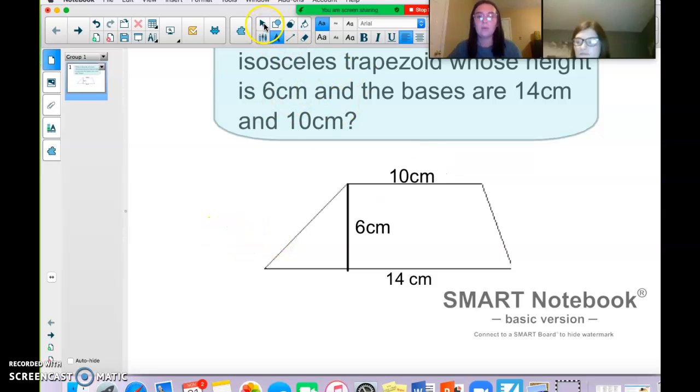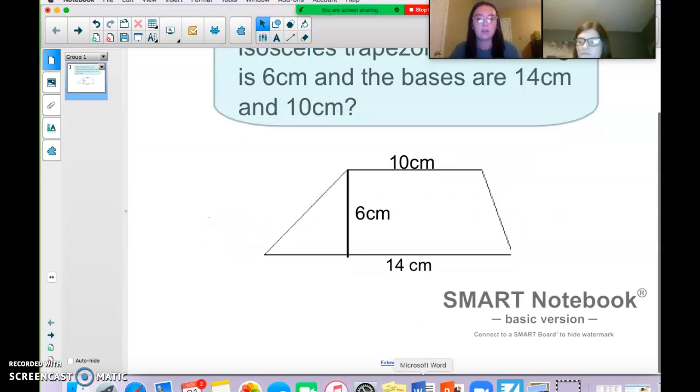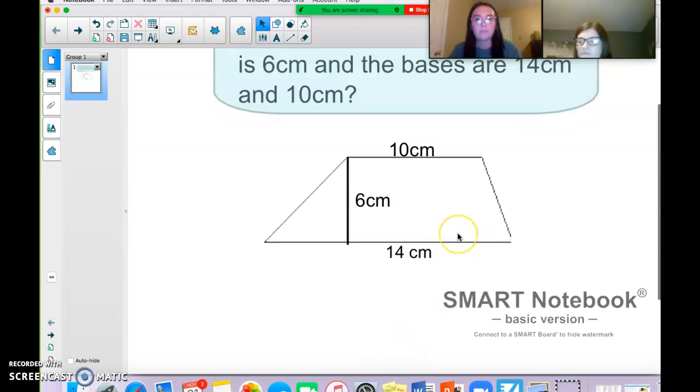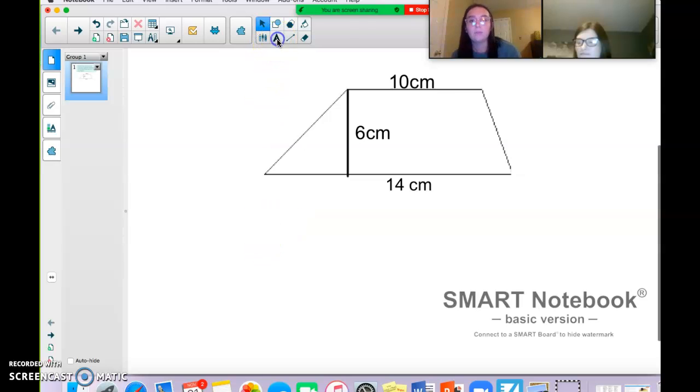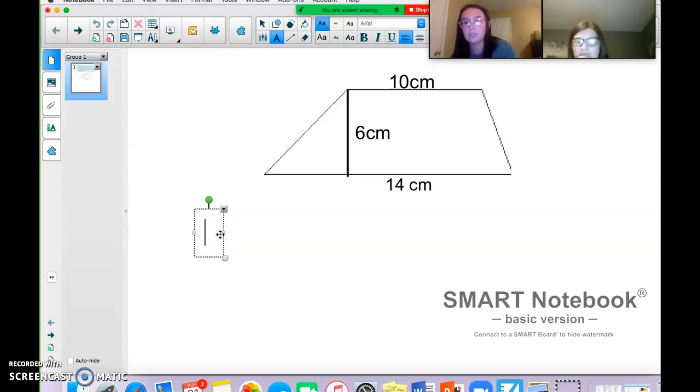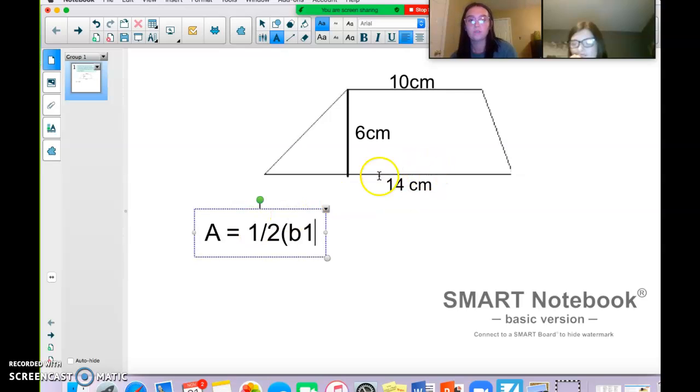After that, we will look at the formula that we're going to use to find the area of this trapezoid. The formula that you'll always use for a non-isosceles trapezoid, or any type of trapezoid, is area equals 1/2 of base 1, which is our 14 centimeters right here, plus our base 2, which is the 10 centimeters, multiplied by the height, which is 6 centimeters.